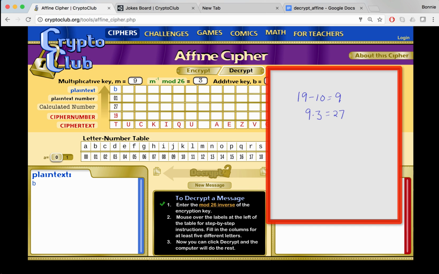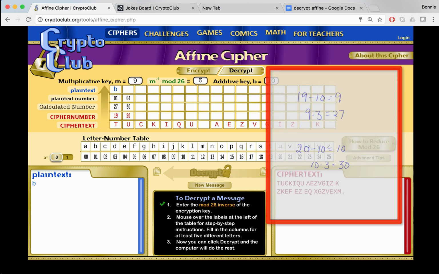The next ciphertext letter is U, which is 20. Now I subtract 10 to get 10, and then I multiply 10 by 3 to get 30. So the calculated number is 30. And I can reduce 30 by subtracting 26 to get 4. The plain text letter is an E.